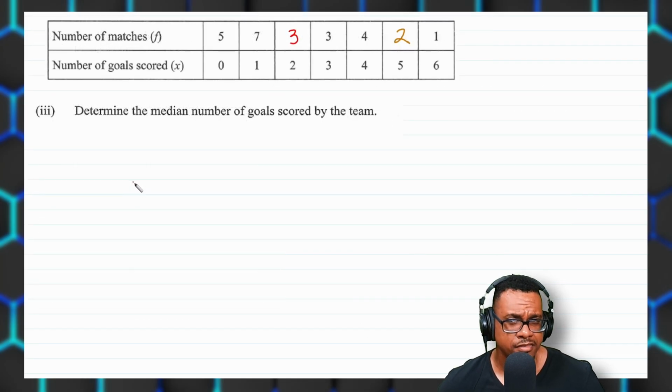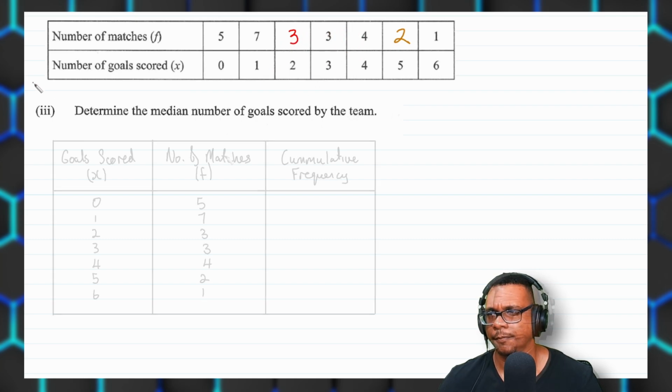Now moving on to part 3, we are asked to determine the median number of goals scored by the team. So we could write out 0 5 times and 1 7 times and 2 3 times and so on, and try to find the middle. Or we can use the cumulative frequency. So let's set up this table with the cumulative frequency.